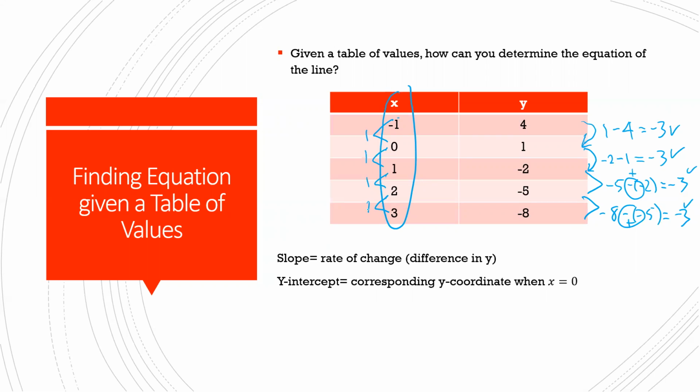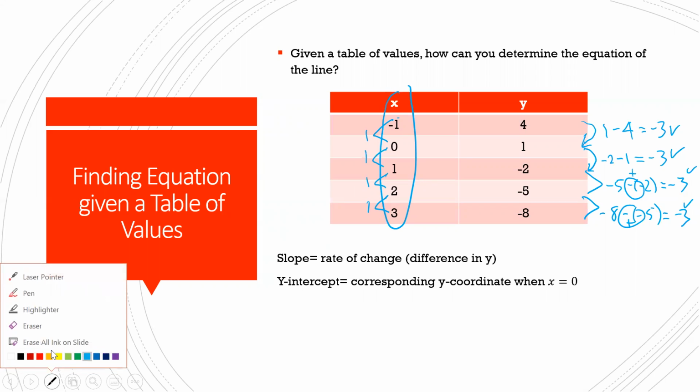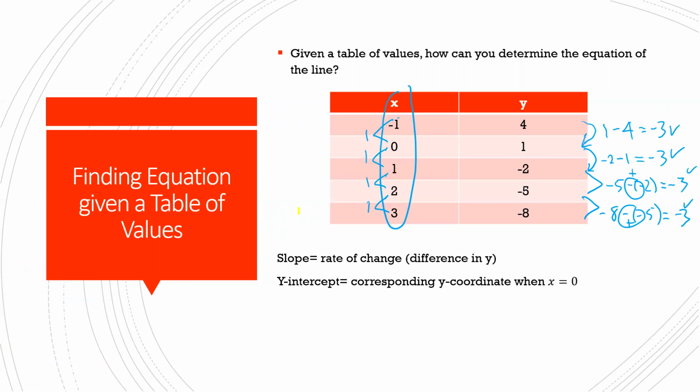The y-intercept is going to be the y coordinate that matches up with x equal to 0. So I'm actually going to use a highlighter here. I identify this line right here because I can clearly see that in this row the x coordinate is equal to 0. So the y coordinate that matches up with x equal to 0 is 1. So that means my y-intercept is going to be 1.